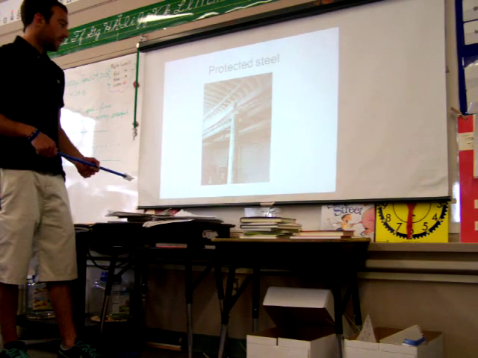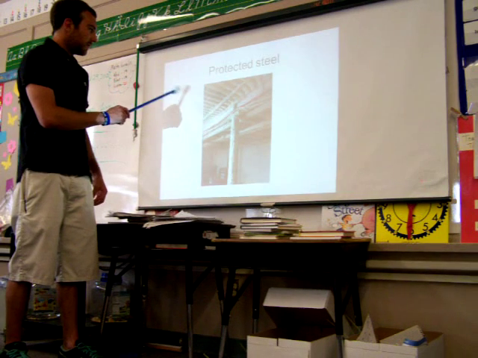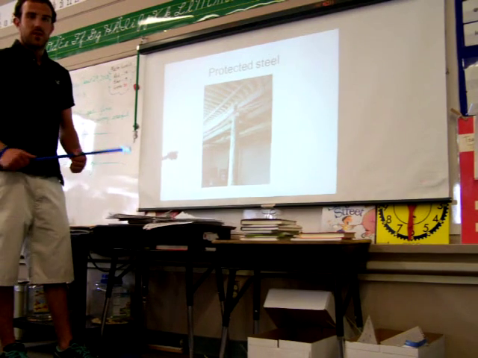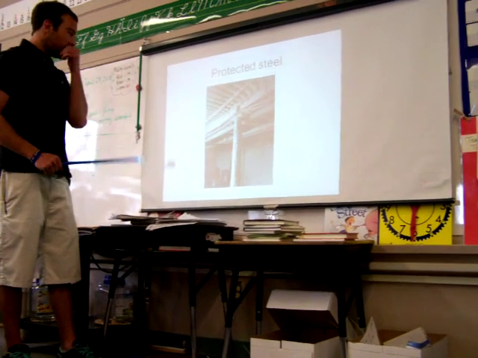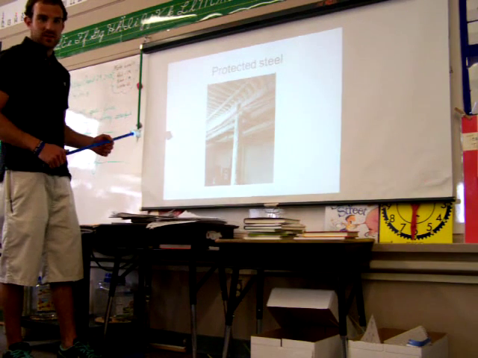Next slide, please. This is an example of protected steel. As you can see, it's sprayed-on insulation almost, to protect the steel from the fire, and it just keeps it from heating up, and that's what causes steel to weaken, is the heating and the expanding of the steel.